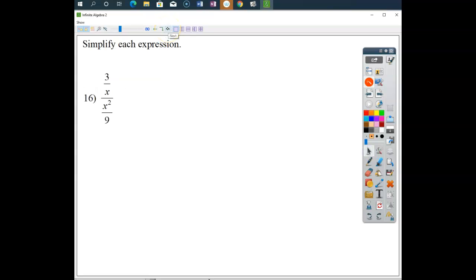It's a complex fraction. So when we're doing complex fractions, the goal is to make it into a simple fraction. The way that we do that is by multiplying the top and the bottom of the big fraction by the denominators of the little fraction. So in this case, I would multiply the top and the bottom by 9. That way, that cancels, and it leaves me with just x squared on the bottom. And I'm allowed to do that so long as I also multiply the top by 9, which would be 27 over x.